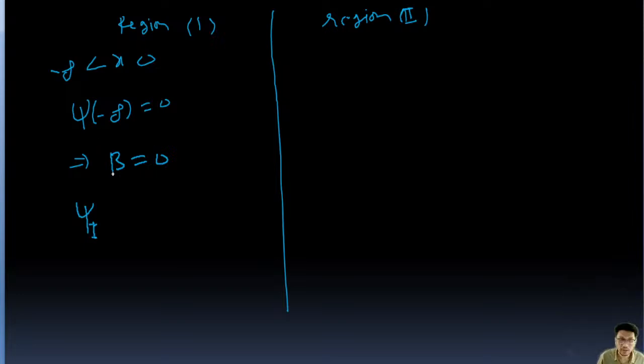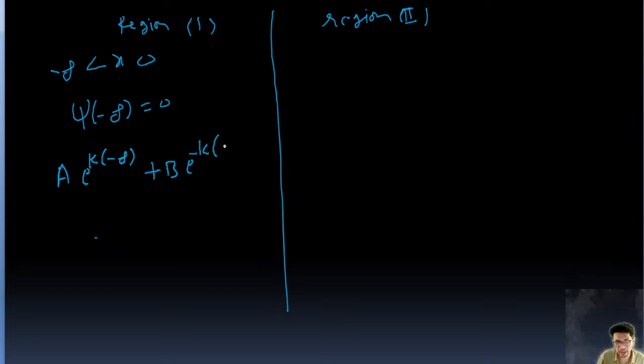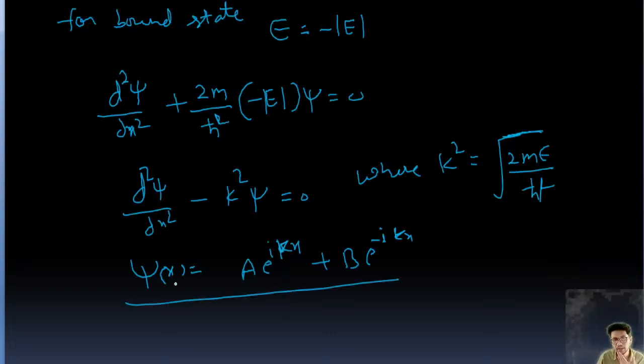Okay, psi 1, I'll solve it also. That will be better. I'm going to solve it, so I'll put the value. So psi at infinity is going to be a e to the power k into x value, which is minus infinity, plus b e to the power minus k into minus infinity, equal to 0. I have put x equal to minus infinity in equation 1.